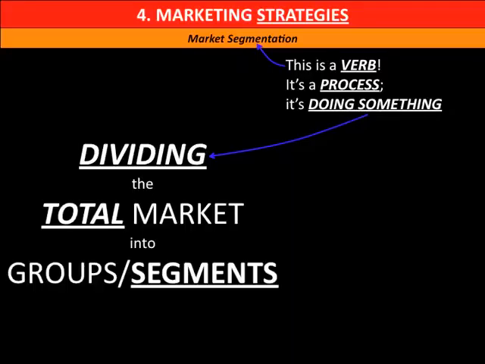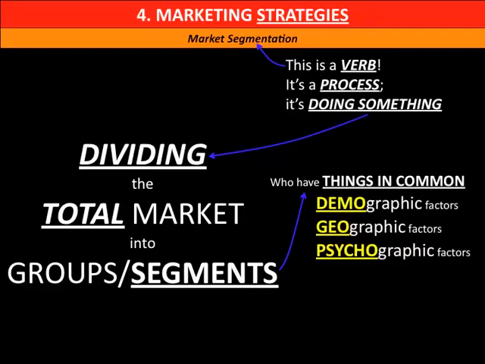So you're splitting it up, right? You could call it market splitting, market dividing, but they just happen to use market segmentation because it makes them sound smarter. The groups or segments, though, have to have things in common. And these are things that we kind of looked at before, the different factors: the demographic factors, the geographic factors, and the psychographic factors. So demo, geo, psycho, and then you just have to remember graphic factors, and then you've got it.